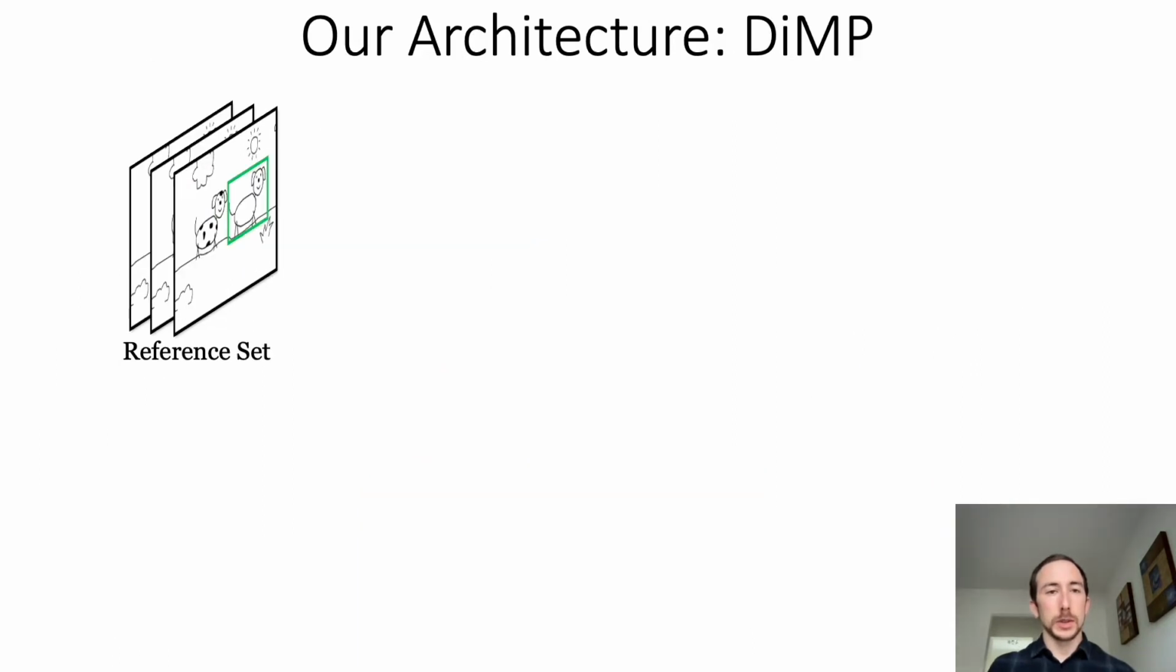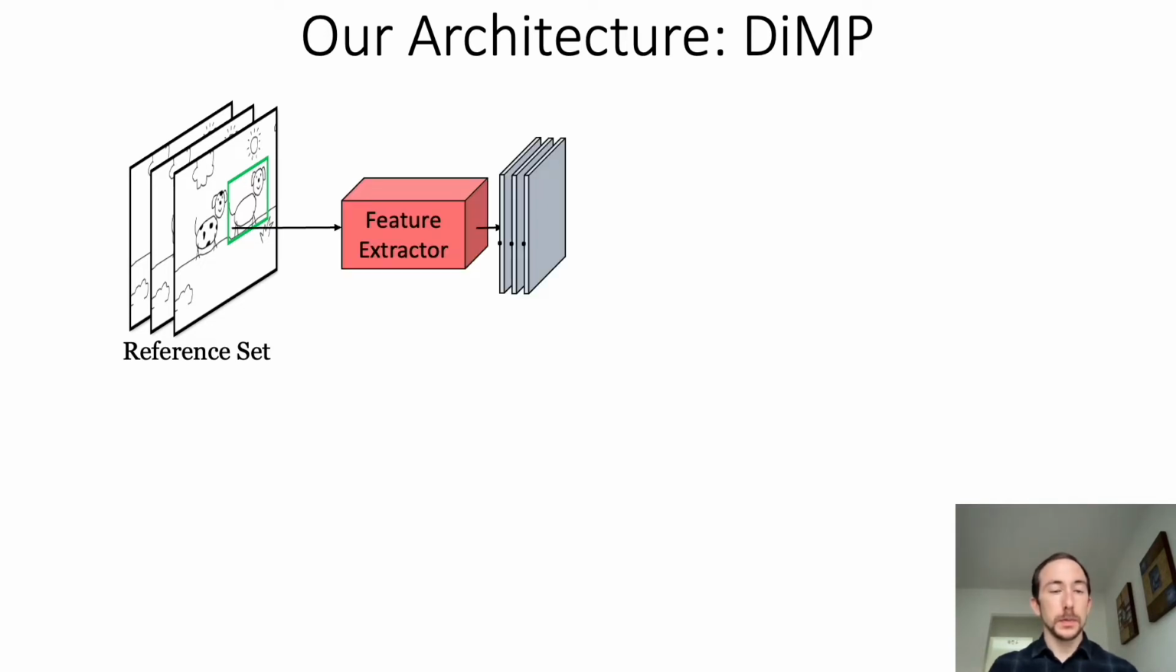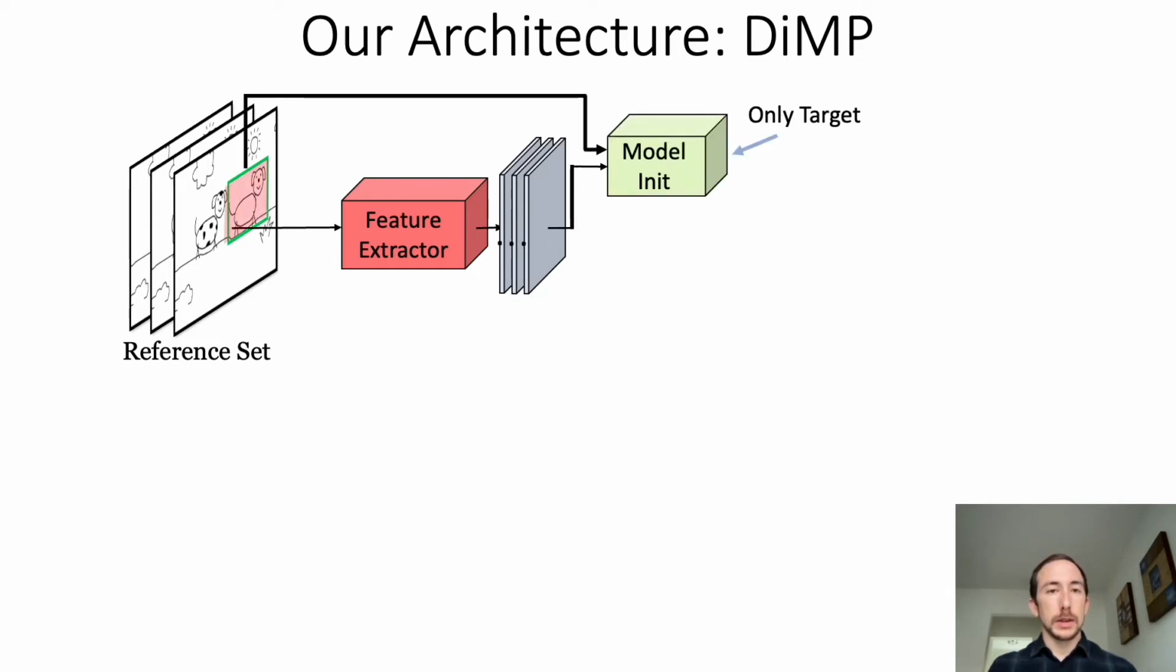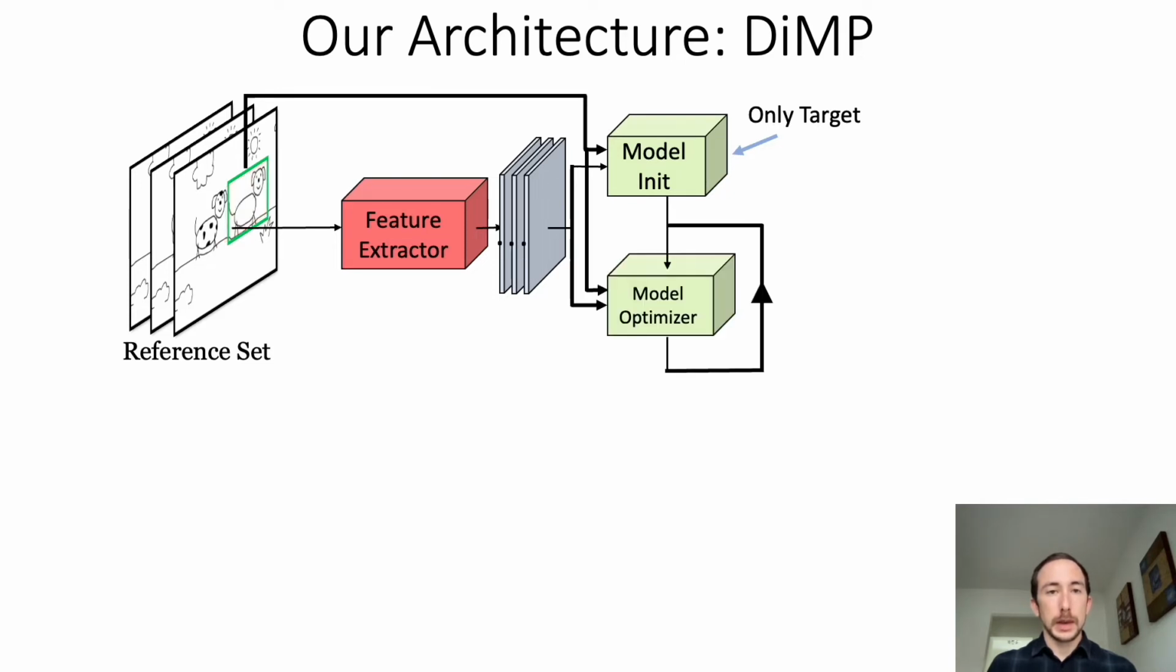So in this work we propose the DiMP tracker. First of all, we use a full set of reference frames, so we're not necessarily constrained to a single reference image. Then we first extract some features from them. These are then fed into the model initializer, and this module works similarly to the Siamese trackers and only uses the target appearance. However, this only serves as an initialization to our main component, which is the optimizer module, which then refines this prediction using the full reference set, also including background information.